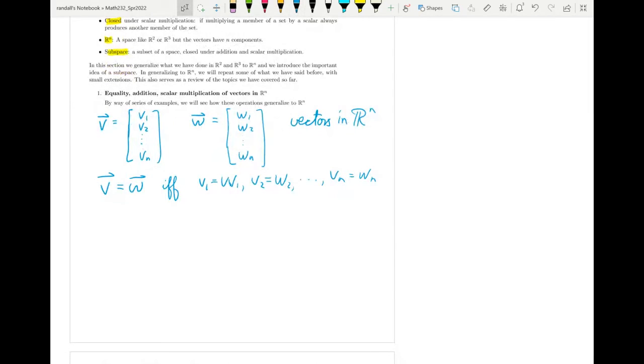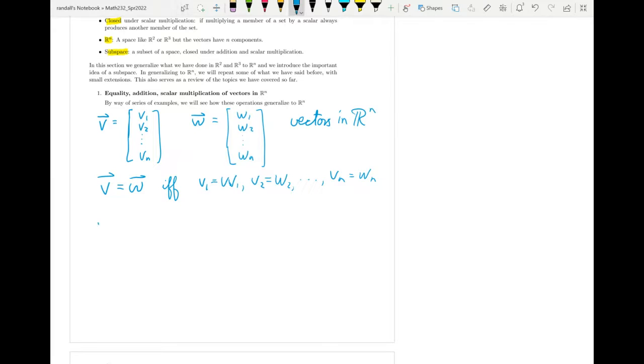We have the notion of vector addition. Now, when we're in dimensions greater than 3, so n is greater than 3, we can no longer make a sketch of the geometric interpretation of vector addition and scalar multiplication, so we'll just rely on the algebraic definition of vector addition and scalar multiplication.